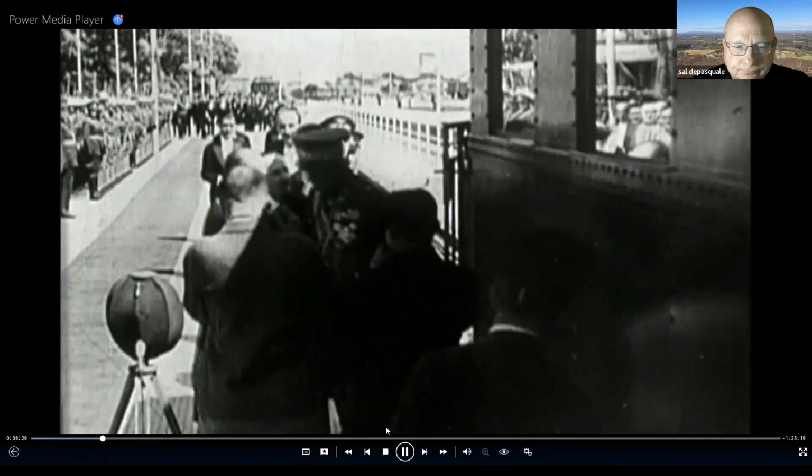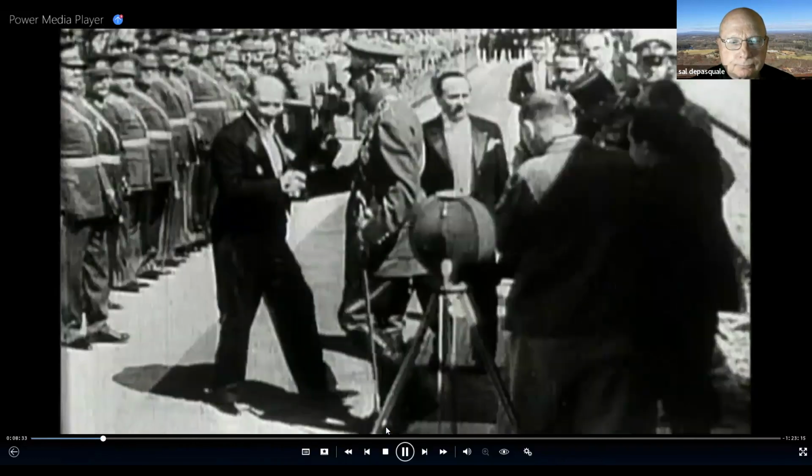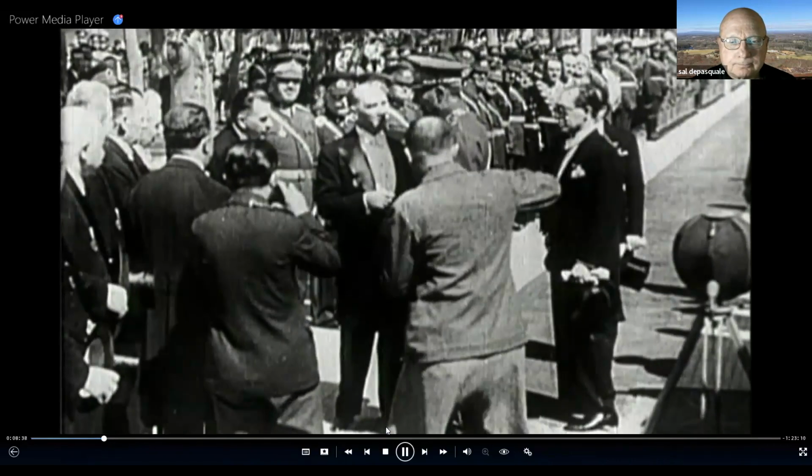Like Ataturk in Turkey, Reza Shah was a westernizer. He too believed that the key to progress was national revolution, armed forces, industry, and secularism.